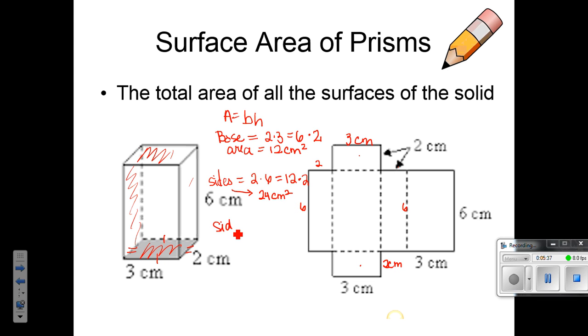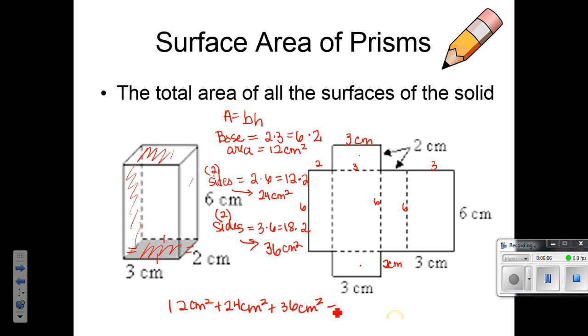Okay, the other two sides, so we got two sides and two more sides, they're going to be a 3 by 6, a 3 by 6, and so they're going to be 3 times 6, which is 18, and there's two of them, so they will be 36 centimeters squared. And if I take 12 centimeters squared plus 24 centimeters squared plus 36 centimeters squared, I will get 72 centimeters squared. That would be my total area, or what we could call surface area. And I'm going to do SA for surface area.